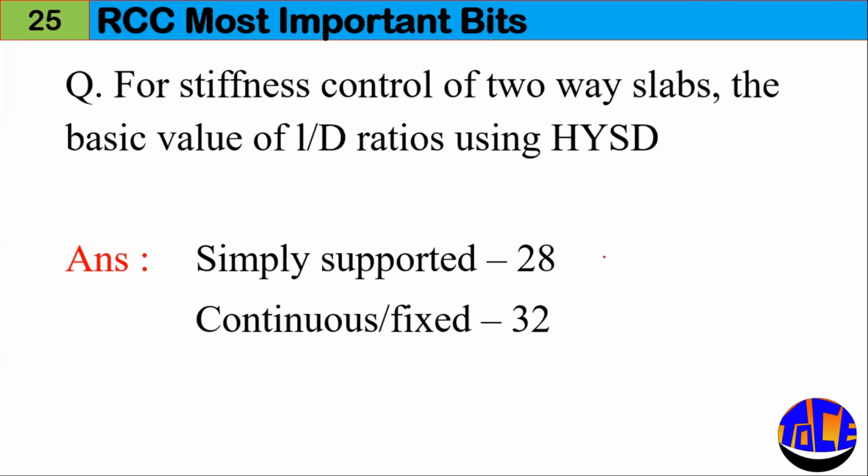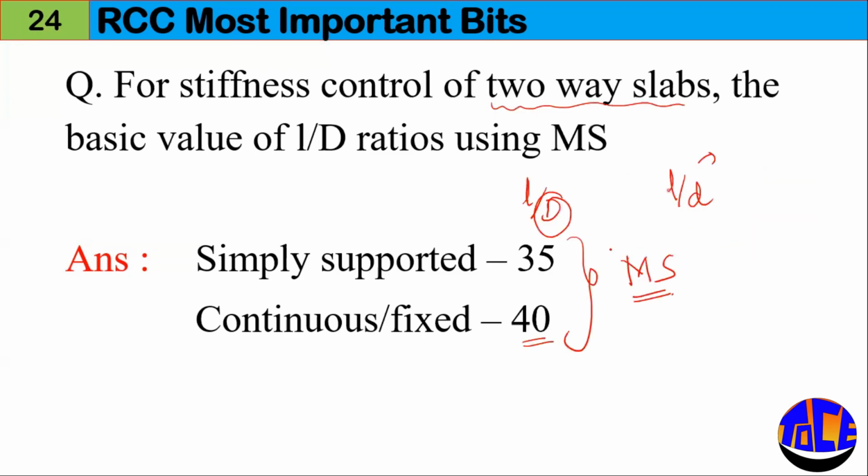Usually you will get this value for mild steel values, if you multiply the mild steel L by D ratio with 0.8. So if you multiply 0.8 with the mild steel values, you will get this. If you remember only the mild steel values, it is enough. To get the HYSD values, you have to multiply by 0.8. So for simply supported, 35 into 0.8, you will get the value for HYSD. For 40 into 0.8, you will get the value for HYSD L by D ratios.